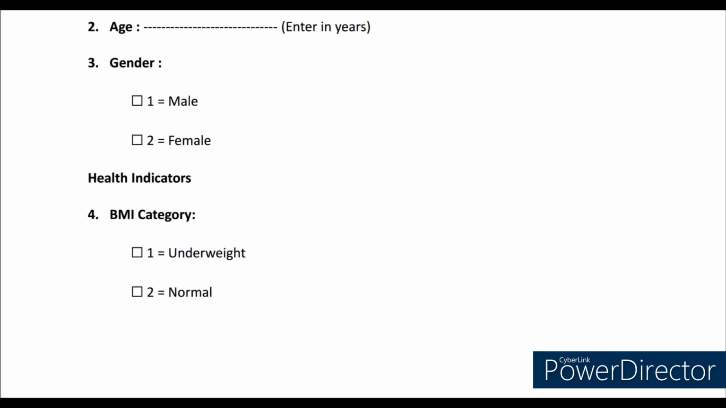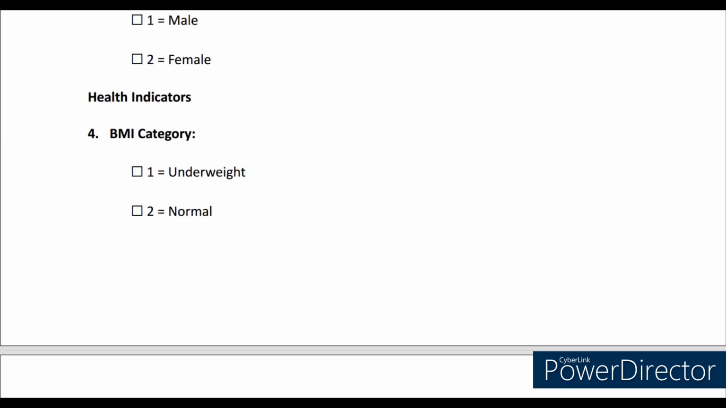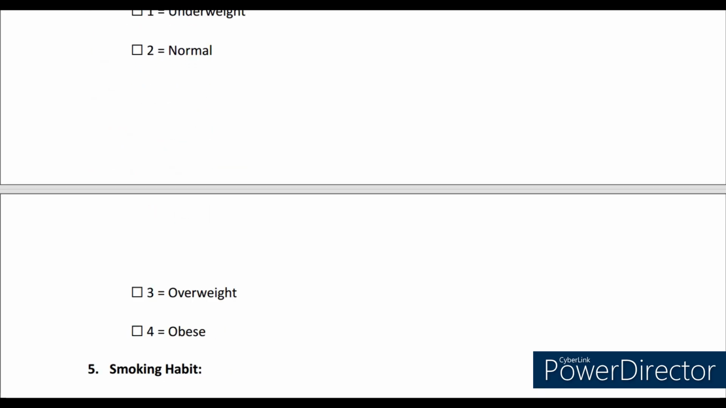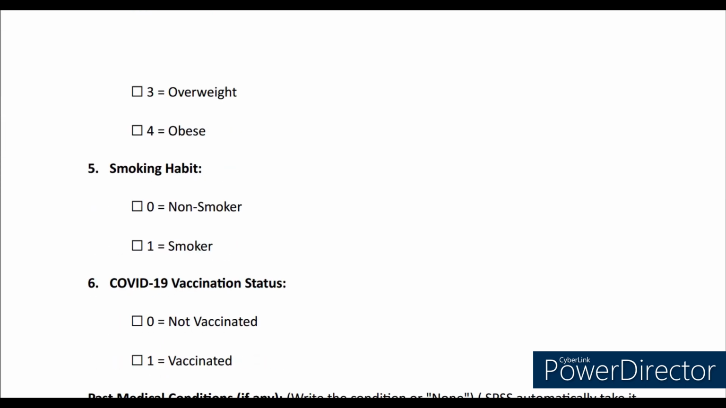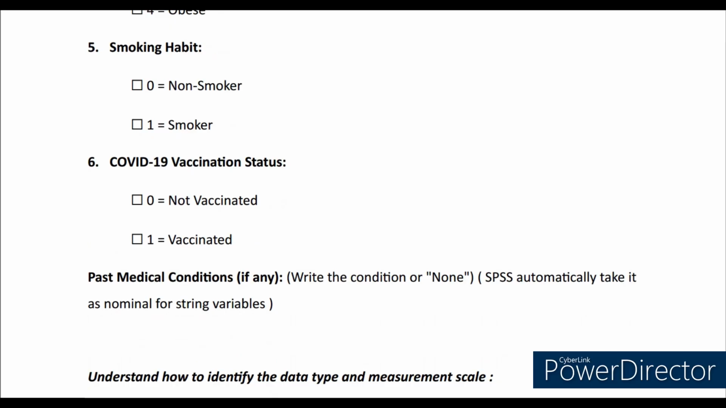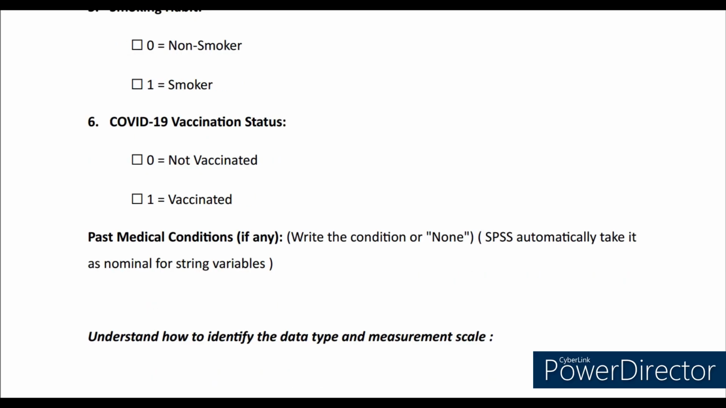Similarly, under health indicators, you can see BMI category with value labels and there is an order for that, right? So the data type in SPSS is numeric, but the measurement scale is ordinal. And now coming to smoking habits and vaccination status, these two are nominal because these are yes or no type of responses. And the last question, that is about past medical conditions like diabetes and hypertension, it is an open-ended textual question. So in SPSS, the data type should be string and the measurement should be no measurement because this is a string type of variable.